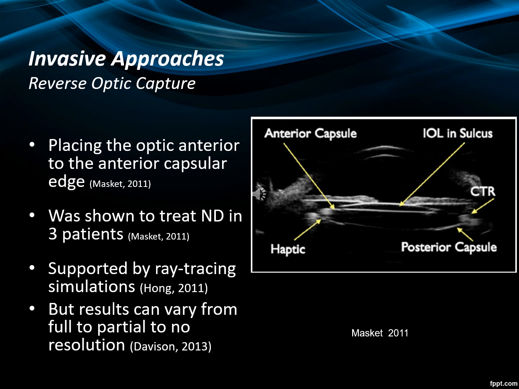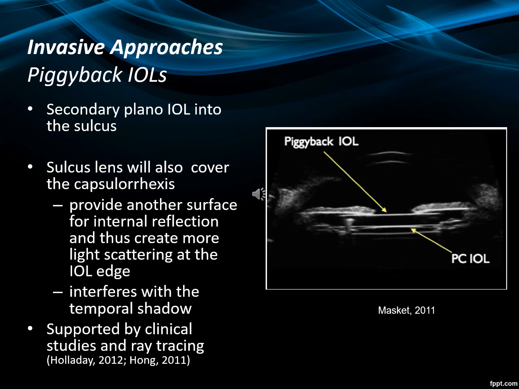The two most common invasive approaches are a reverse optic capture and piggybacking the lens. So with the reverse optic capture, you're prolapsing the optic anteriorly to be placed on top of the anterior capsule and thereby changing the pathway of light so that it does not hit the anterior capsule and then the optic. This has been shown to be successful in several studies, but again, not always successful.